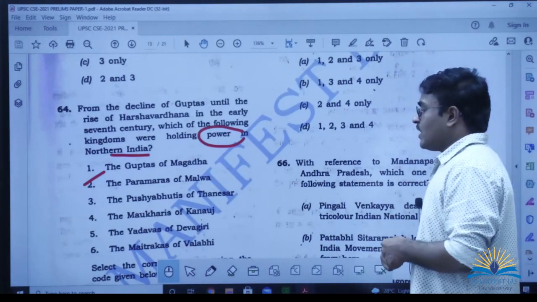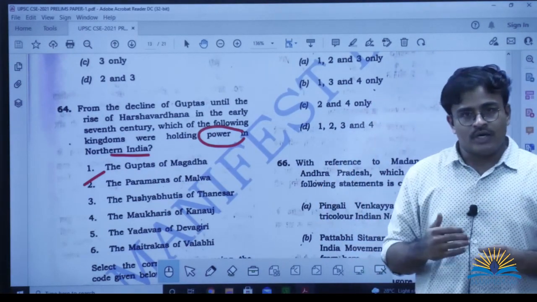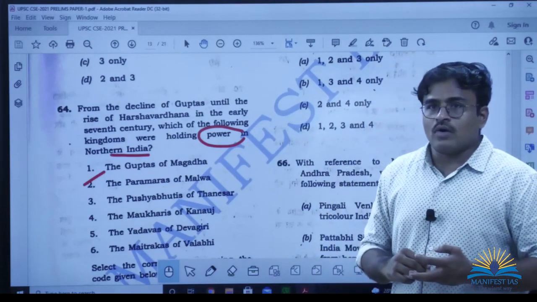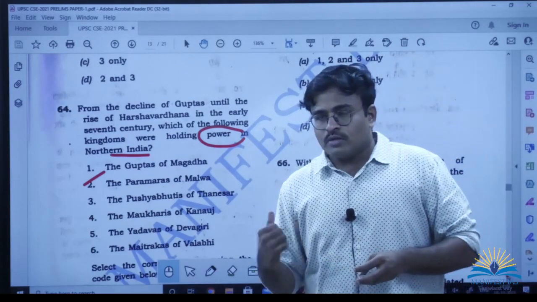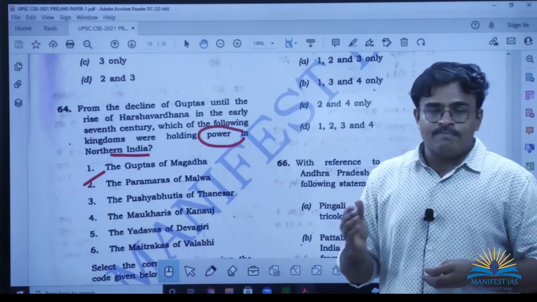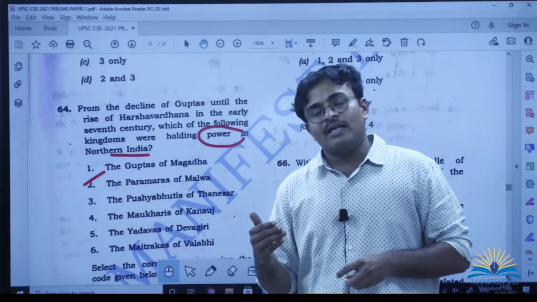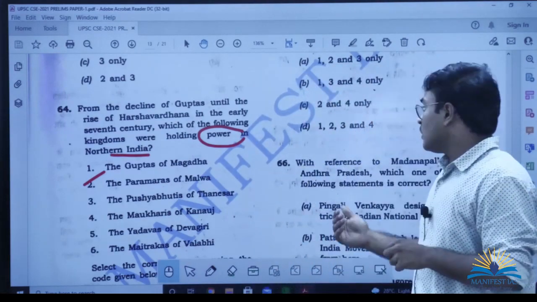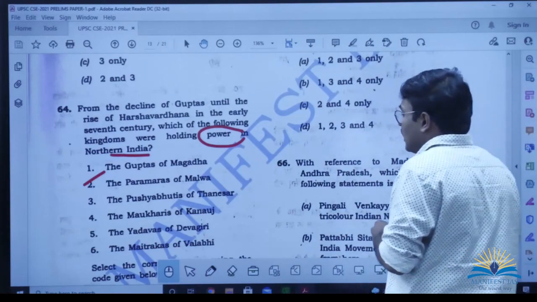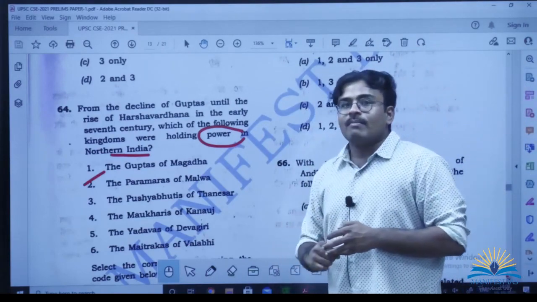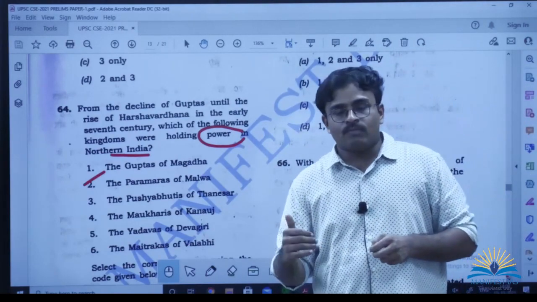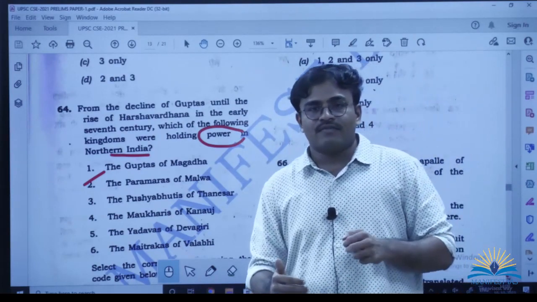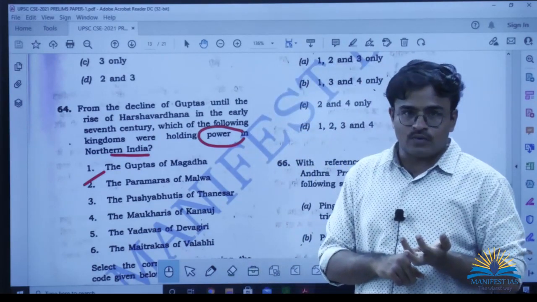Then the Yadavas of Devagiri, they are present at a later point of time. They are not contemporary to Harshavardhana or the time before it. They are present in fact later day. So the Yadavas of Devagiri is not right. And the last one is Maitrakas of Vallabhi. In fact, they were present after the decline of Guptas. So the answer for this question is Maitrakas of Vallabhi, who are present in Gujarat.